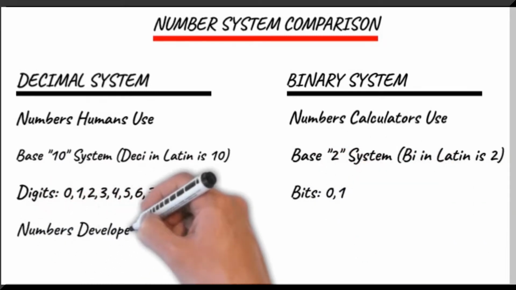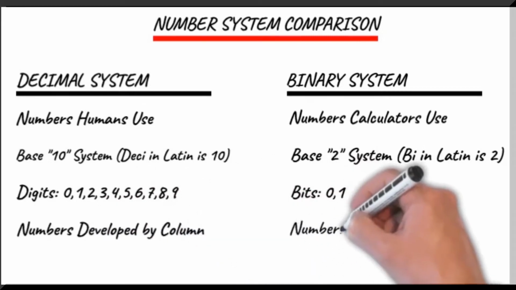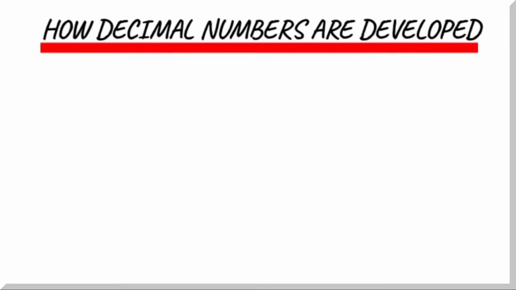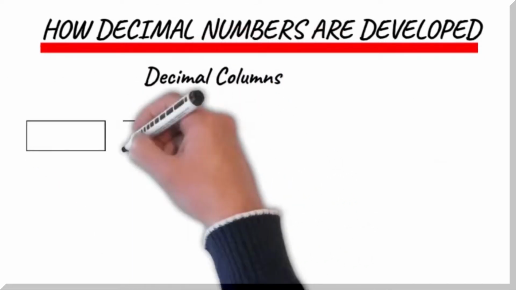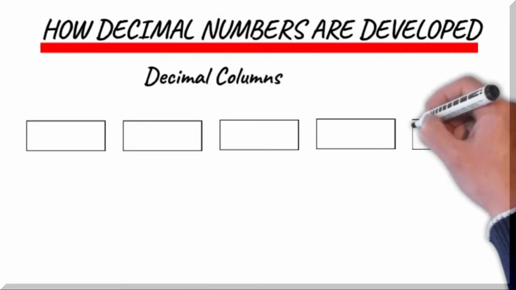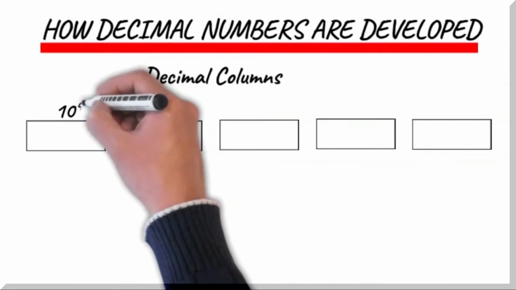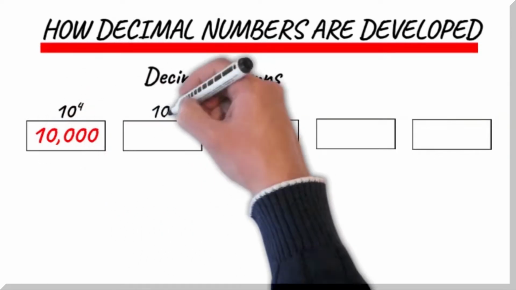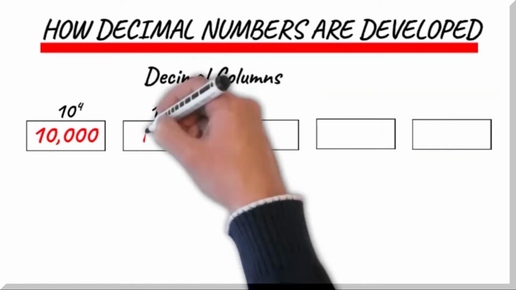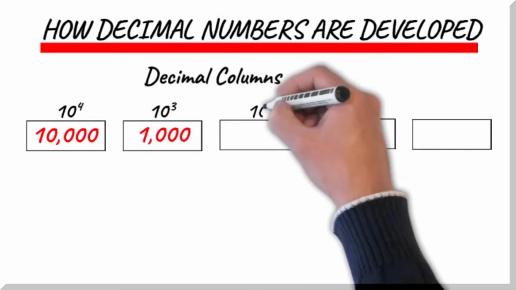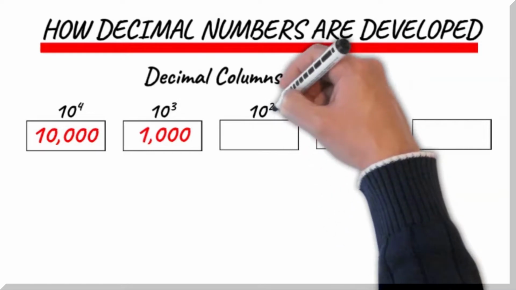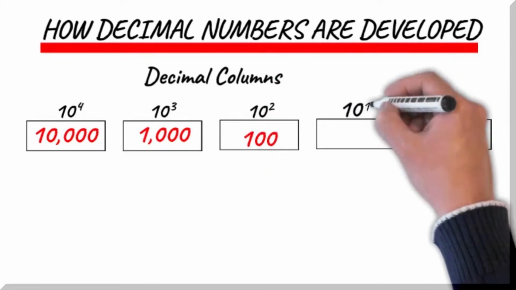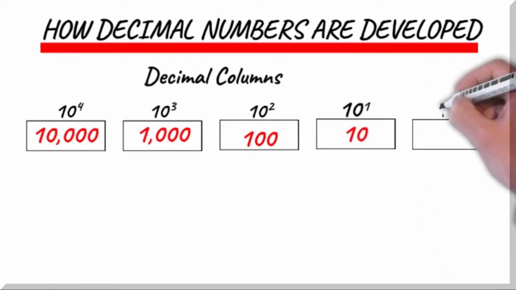Numbers in both systems are developed column by column. First, let's develop a number in the decimal system. An endless number of columns could be used, but for this example we will use 5. Each column is a greater power of 10. 10 to the 4th power is 10 times 10, times 10, times 10, or 10,000. 10 to the 3rd power is 10 times 10, times 10, which equals 1,000. Likewise, 10 to the 2nd power is 10 times 10, or 100. And 10 to the 1st power is 10.